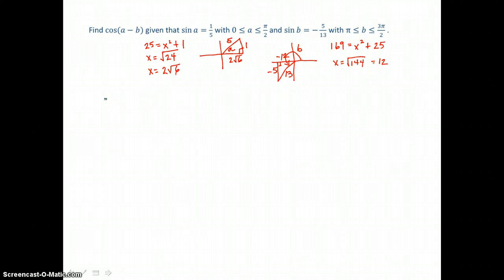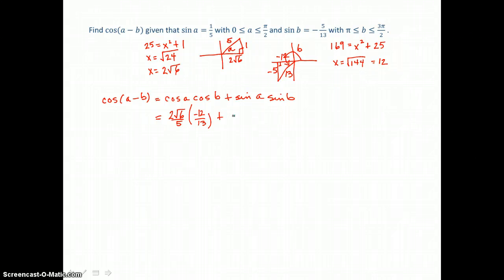Okay, now I can go back and find the cosine of that difference, A minus B. I can use my difference formula for cosine and write that as the cosine of A, cosine of B, plus the sine of A, the sine of B. And now substitute in values for cosine of A, which is adjacent over hypotenuse, or 2 square roots of 6 over 5, times the cosine of B, which is adjacent over hypotenuse, or negative 12 over 13, plus the sine of A, which was given as 1/5, times the sine of B, which was also given as negative 5/13.